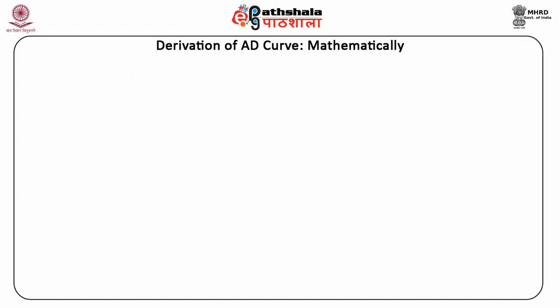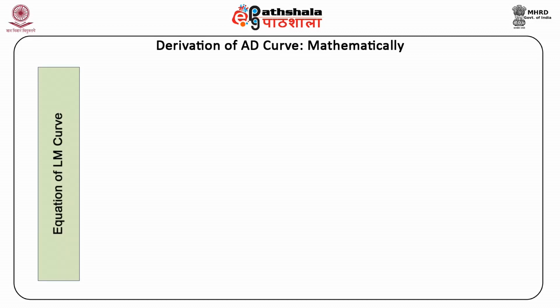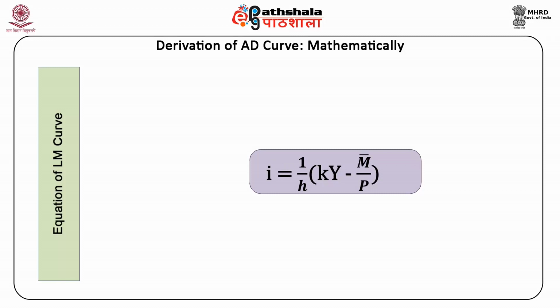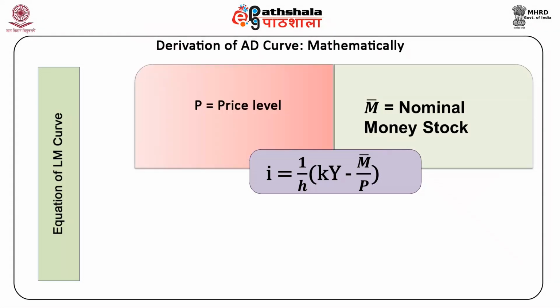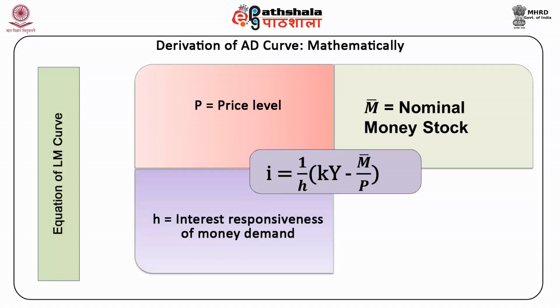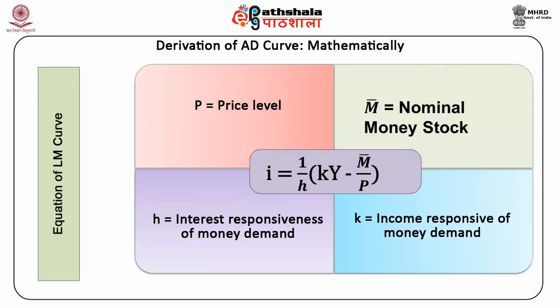Mathematically, in a closed economy, given the nominal money balances, the LM curve is represented as i = (1/h)(kY − m/p), where m is the nominal money stock, p is the price level, h is the interest responsiveness of money demand, and k is the income responsiveness of money demand.